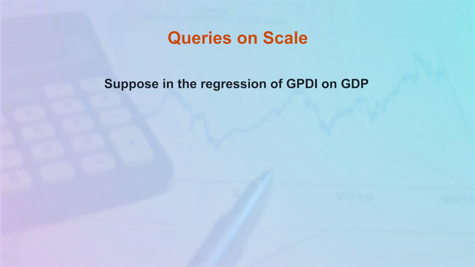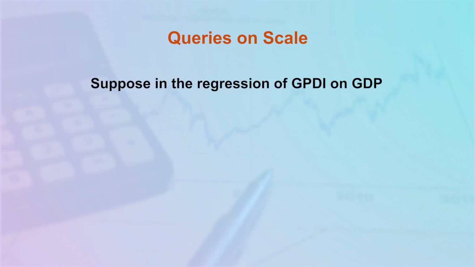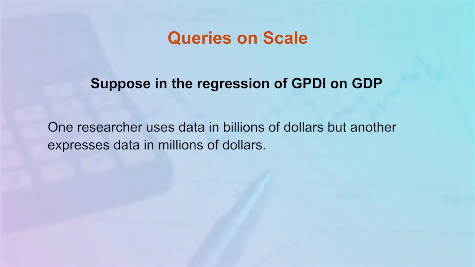Now we are focusing on a particular example based on applications. In this example, we raise a lot of queries. That means we want to understand what can be the responses to these queries. First of all, we look at a regression of GDPI, that means gross personal disposable income, on gross domestic product, GDP. So basically GDPI is the independent variable and GDP is the dependent variable, as per the language of the statement. The researcher uses data in billions of dollars.